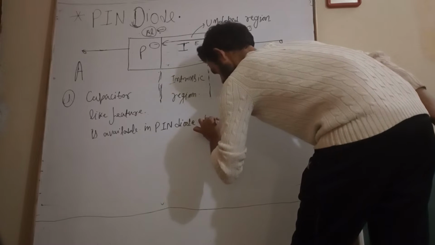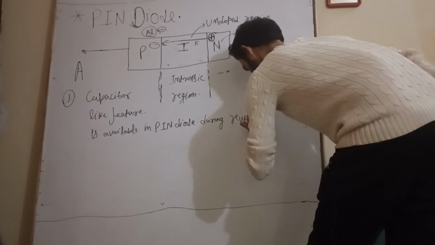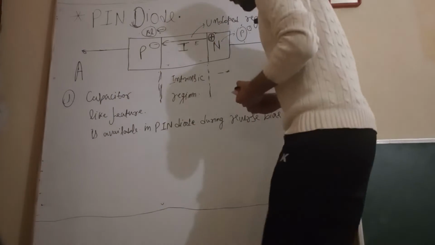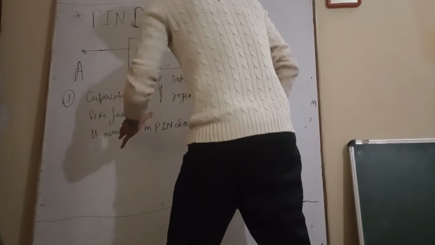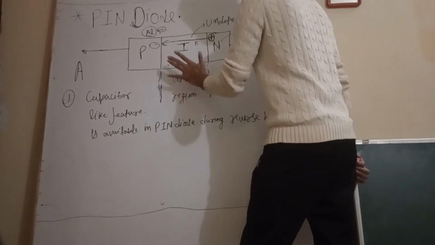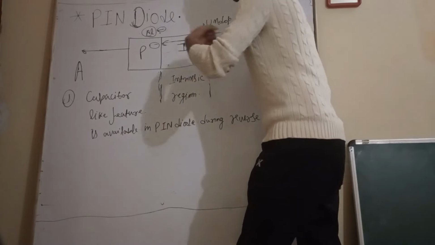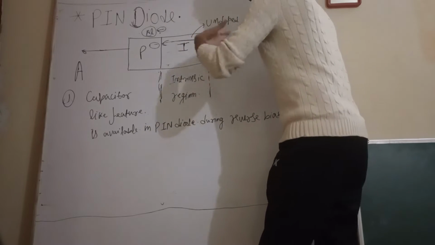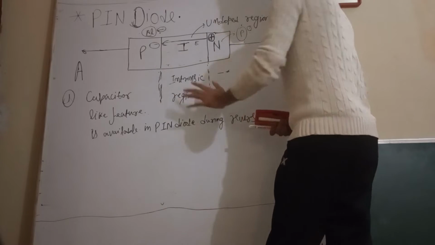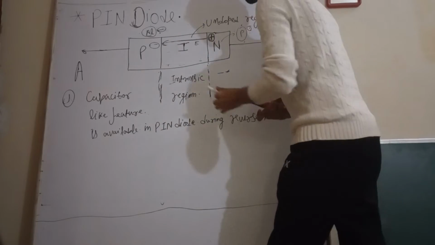During reverse bias, from here we can say that there is a capacitance-like feature. You see this intrinsic region, it is the undoped region. It has charge carriers, but those charge carriers are not moving. Those are immobile charge carriers, and hence we can say that it is behaving like a dielectric constant. It is behaving like an insulator between the p and n region.